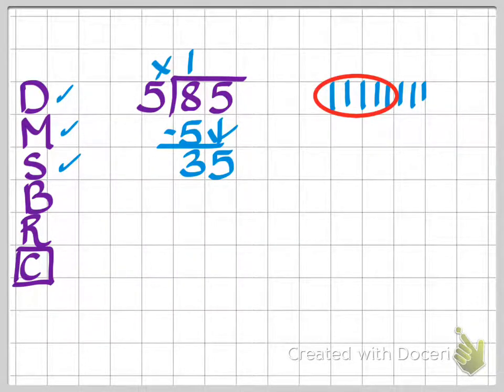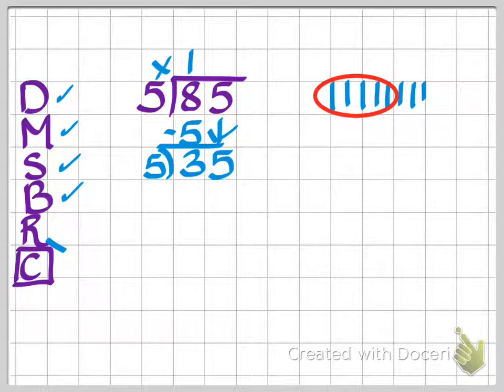Okay, so check. And now we are having to repeat, and this is where kids get confused. So right now we are repeating the whole process all over again. So we're going to bring down the 5 because we're going to repeat this whole process again. How many times does 5 go into 35?